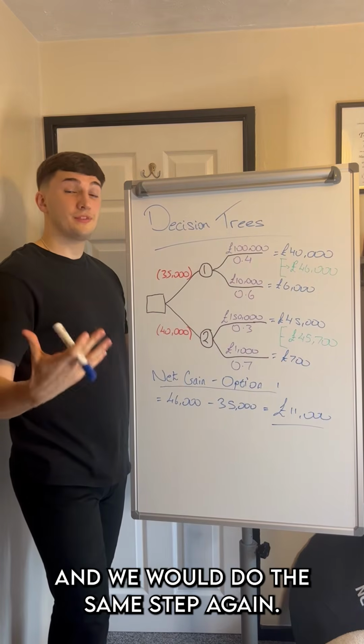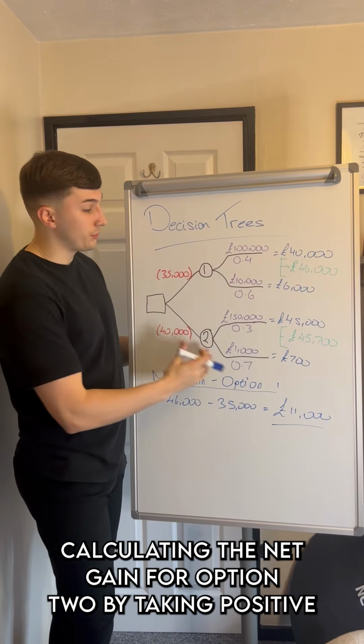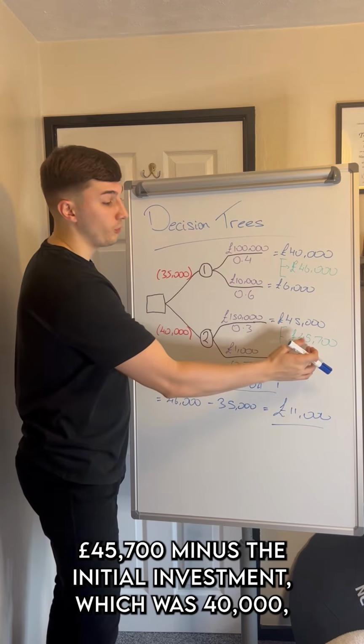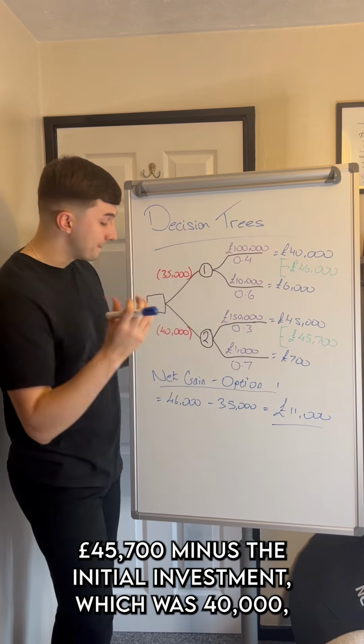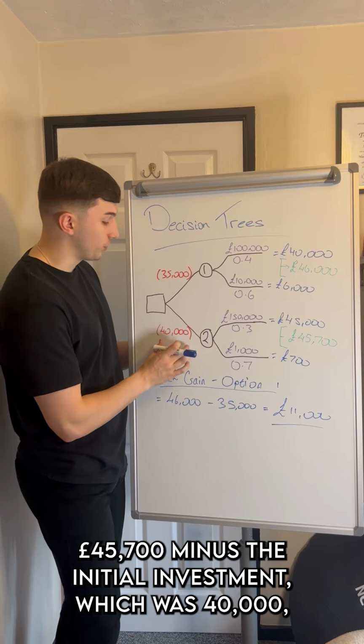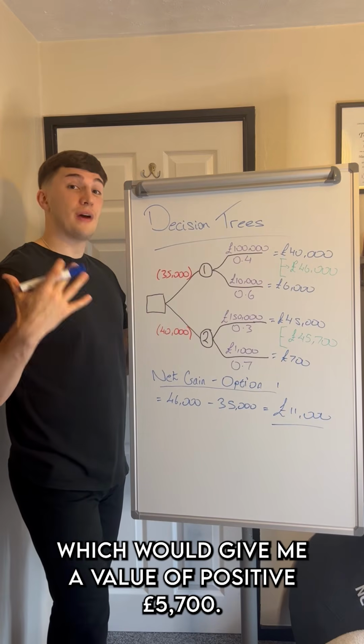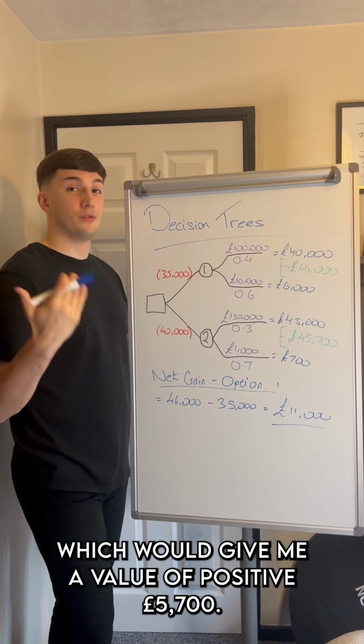And we would do the same step again, calculating the net gain for option 2 by taking positive £45,700 minus the initial investment, which was 40,000, which would give me a value of positive £5,700.